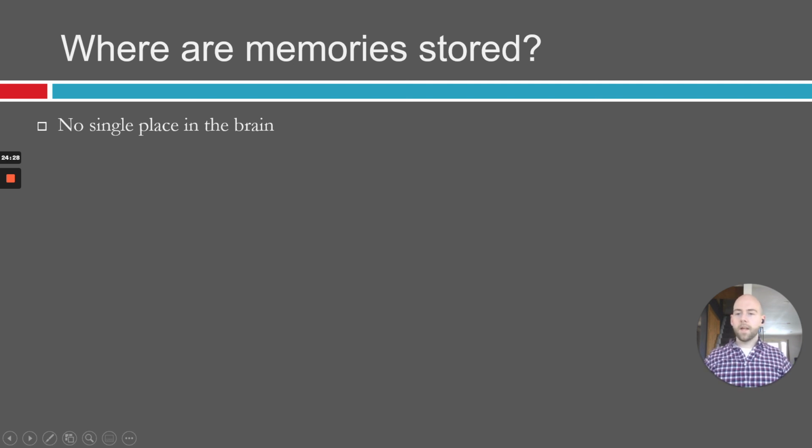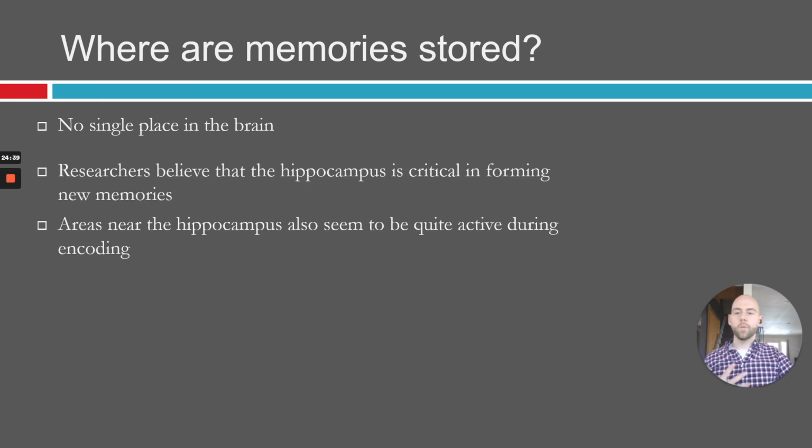Wrapping up, sorry this video is getting a little bit long, but I didn't want to break it up into two once I got to a certain point. Where are memories stored? Well, that's a tough question because they're not stored in a single place in the brain. We know that the hippocampus matters a lot from patients like HM and how we form new memories. And a lot of areas around the hippocampus are very active when we're encoding, when we're learning new things.